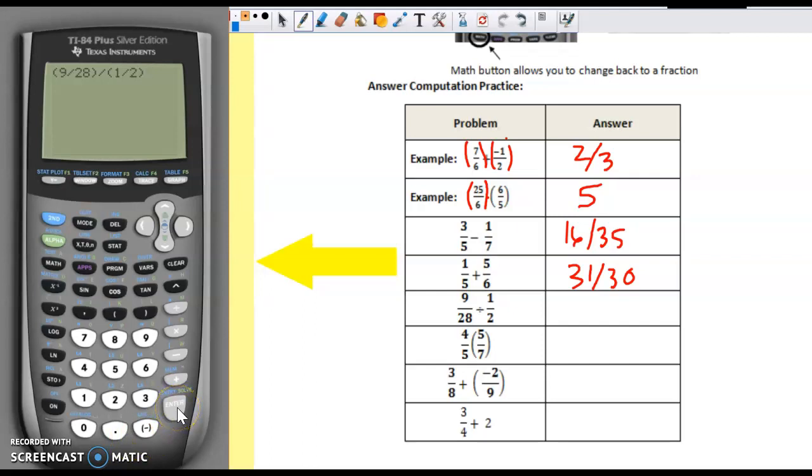So double check that you haven't entered it in wrong. If you hit enter, we get a decimal form answer. Changing it back to a fraction, I hit math, enter, enter, and I get 9/14.